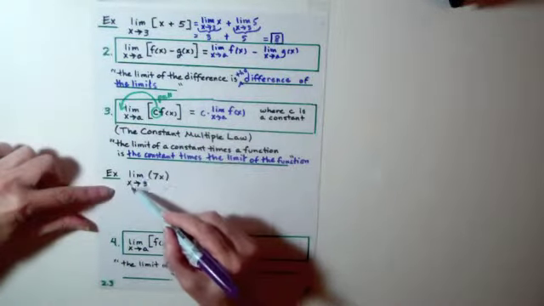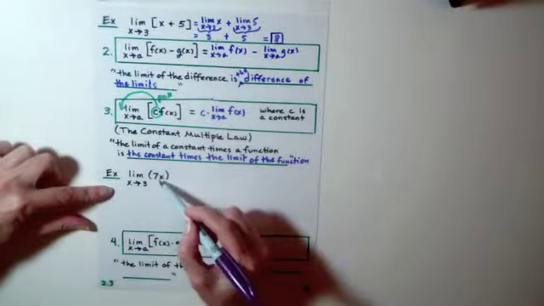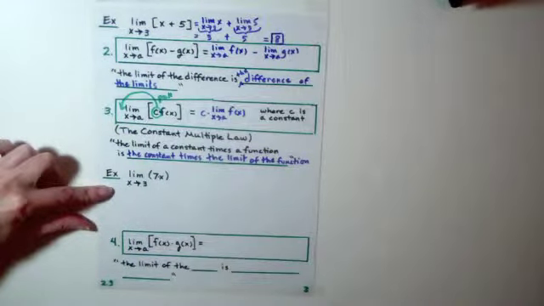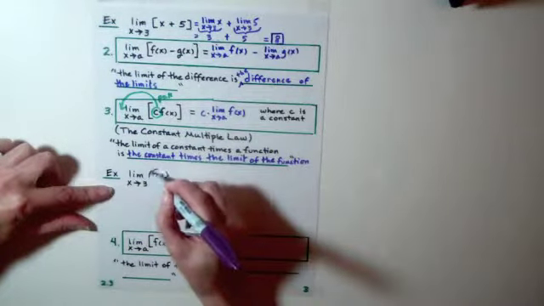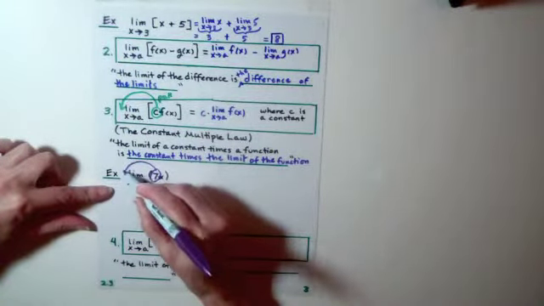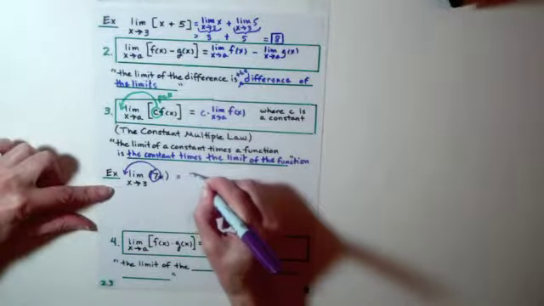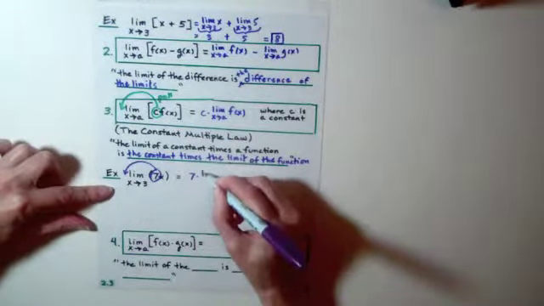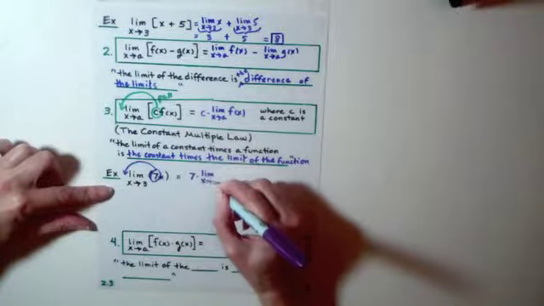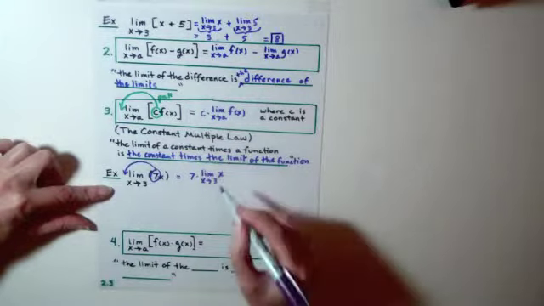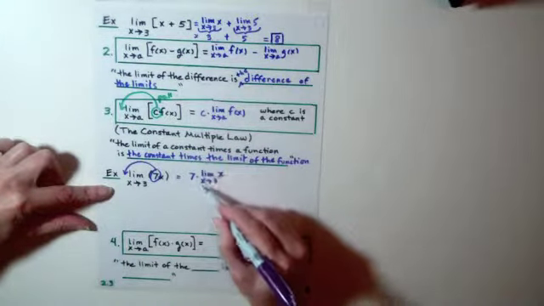Suppose I want to do the limit as x approaches 3 of 7 times x. Put a little dot in there if you want to. Well, what this constant multiple law says is that we are allowed to take this 7 and pull it outside of the limit sign, and this is going to be equal to that constant 7 times the limit as x approaches 3 of x. Is this a limit that we know how to do?